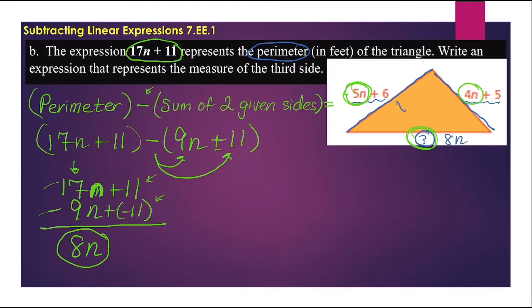Now if you're confused, like, does that all make sense? Well, add them all up. Add up all the n's. We've got 5n, we've got 4n, that makes 9n. 9n plus 8n makes 17n, which is right there. And then 6 plus 5 makes 11. So everything holds true right there. We've got 17n plus 11.